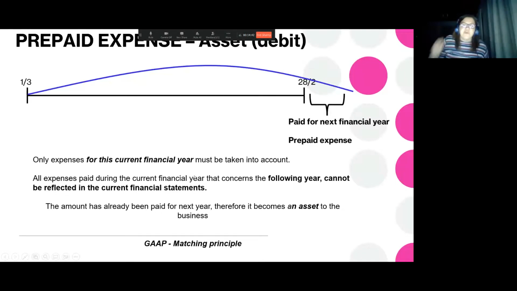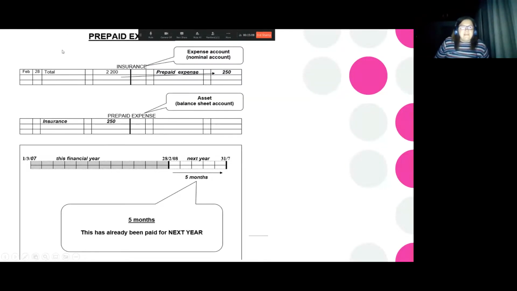So only expenses for this current financial year must be taken into account. All expenses paid during the financial year that concerns the following year, the next year, cannot be reflected as an expense in my financial statements. Therefore, it needs to be taken out of the expenses and we create an asset. And this is because of the matching principle. So for this example, I will credit the expense account and I'll debit prepaid expenses.